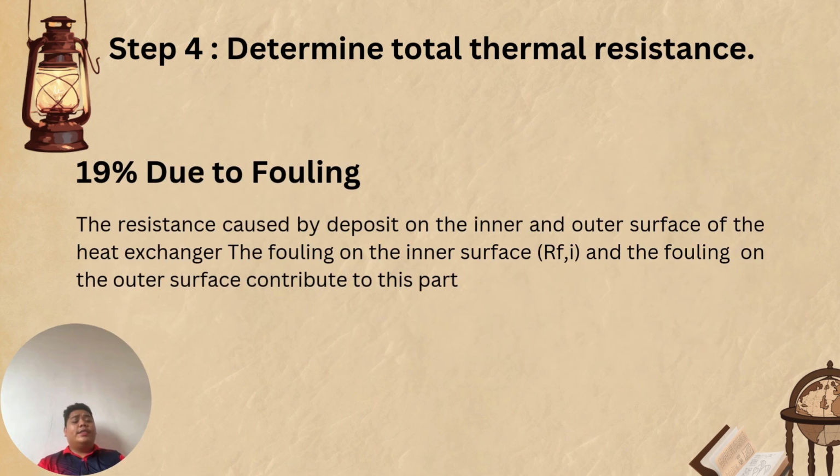To solve the second question, we need to determine the total thermal resistance. Note that about 90% of the total thermal resistance in this case is due to the fouling factor. This resistance is caused by a deposit on the inner and outer surface of the heat exchanger. The fouling on the inner surface and the fouling on the outer surface contribute to this part.